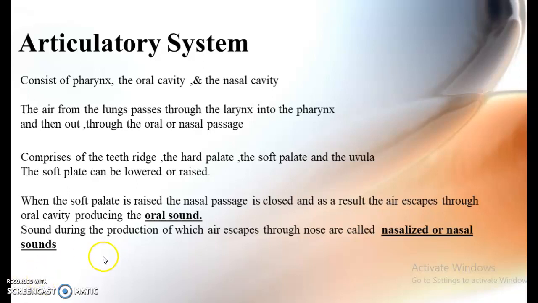When the soft palate is raised, the nasal passage is closed. As a result, the air escapes through the oral cavity, which produces the oral sounds. Whereas, during the production of some sounds, the nasal passage is opened and the air escapes through the nose. And these sounds are known as nasal sounds.